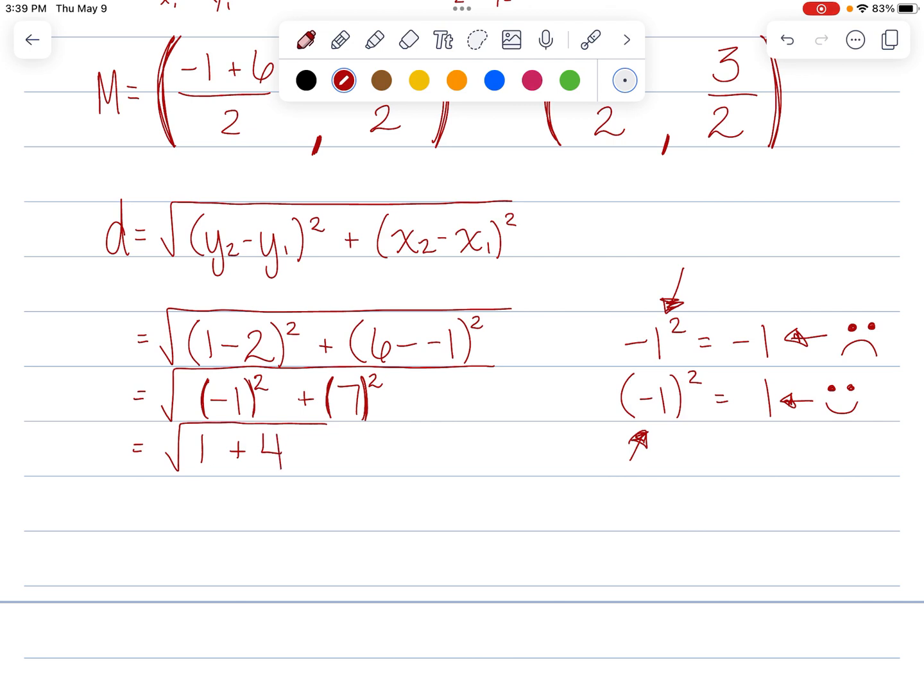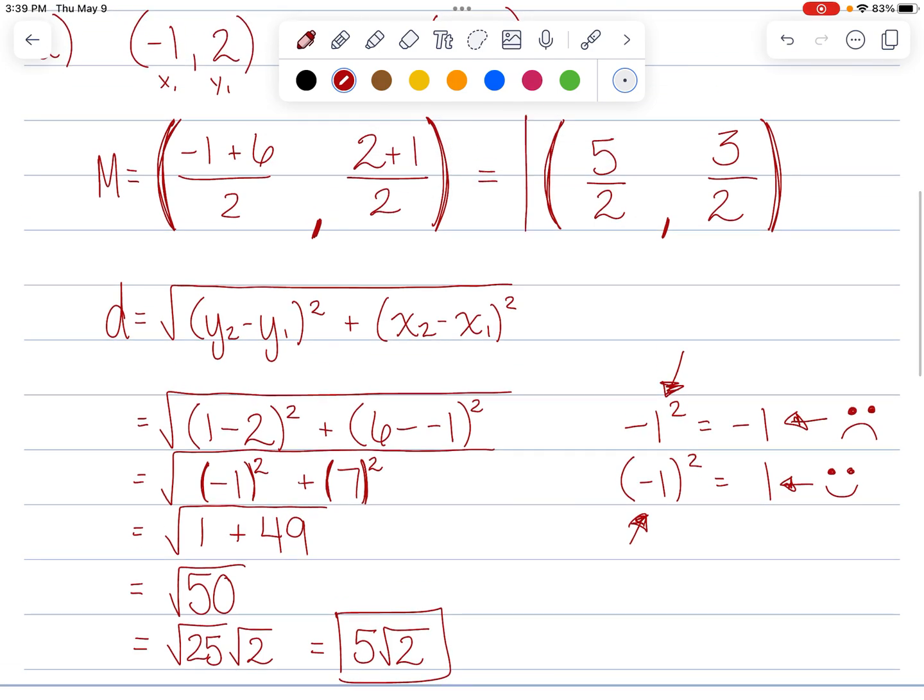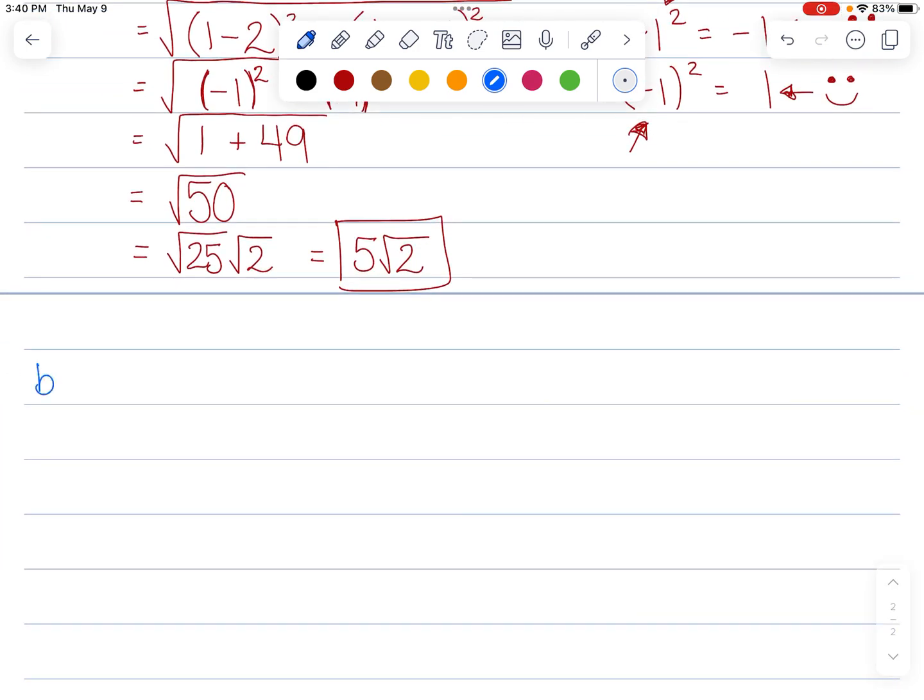That's 1. And 7 squared is 49. Add them together. We get 50. And this is FST, so we simplify. 50 divides by the perfect square 25. It's 25 times 2. Therefore, it's 5 square roots of 2. That's our distance. This was our midpoint. Like I said, nothing particularly scary. Let's do one more and then we'll be done.